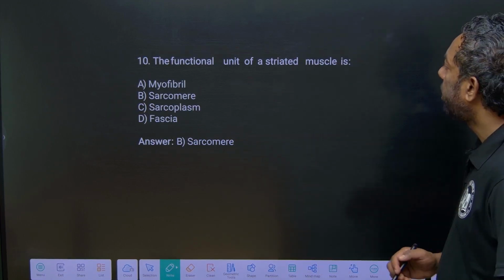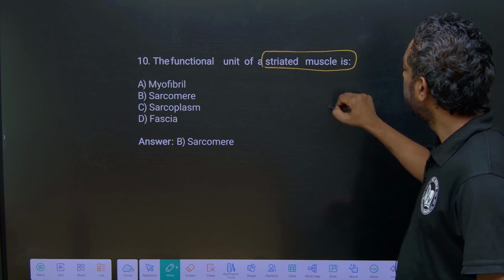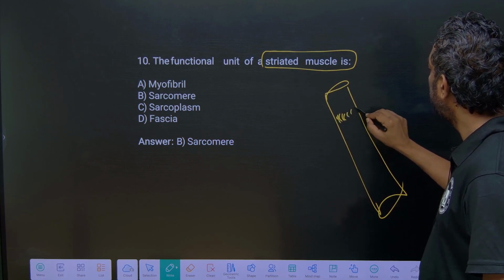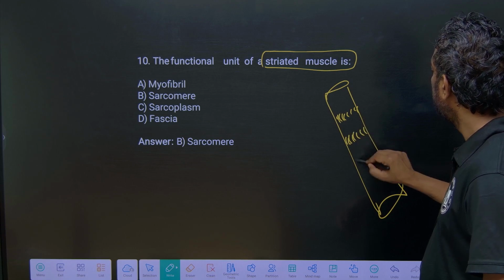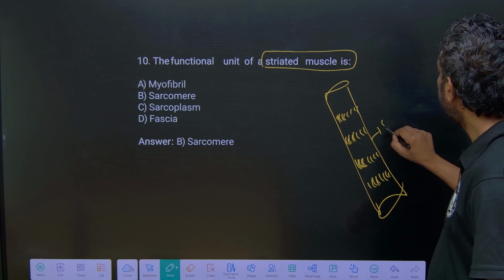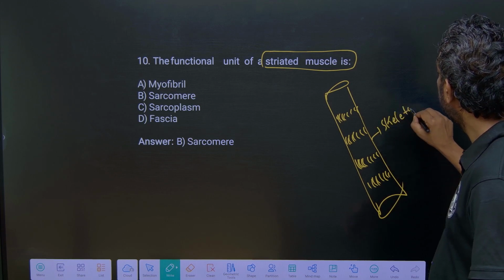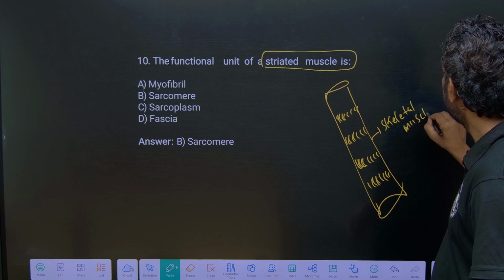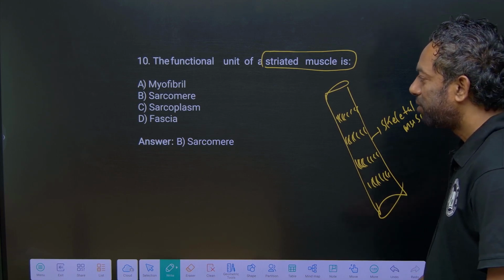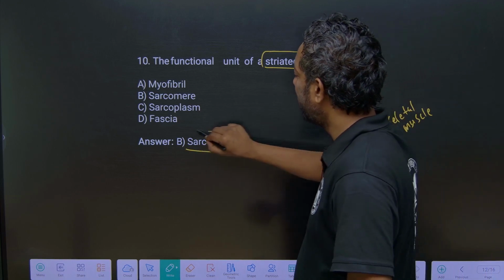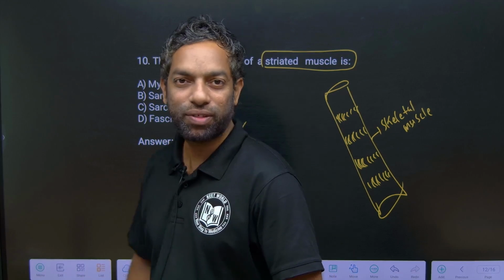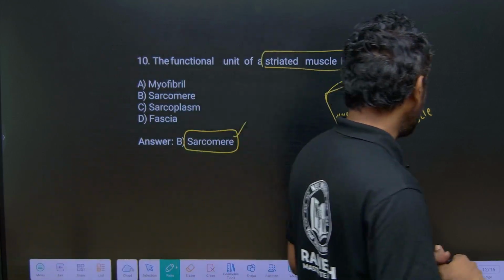We come to the next question. The functional unit of striated muscle. Striated muscle is cylindrical, striations are there. Obviously, this is skeletal muscle. Striated muscle is nothing but skeletal muscle. In skeletal muscle, the unit is called the sarcomere. Sarco is the term relevant to muscle.